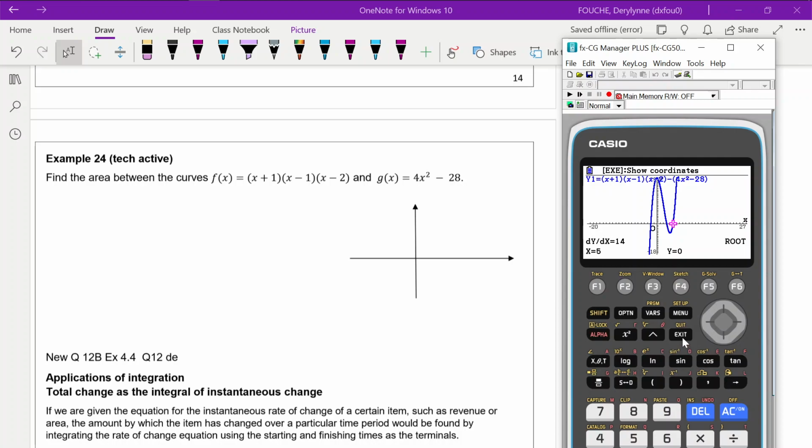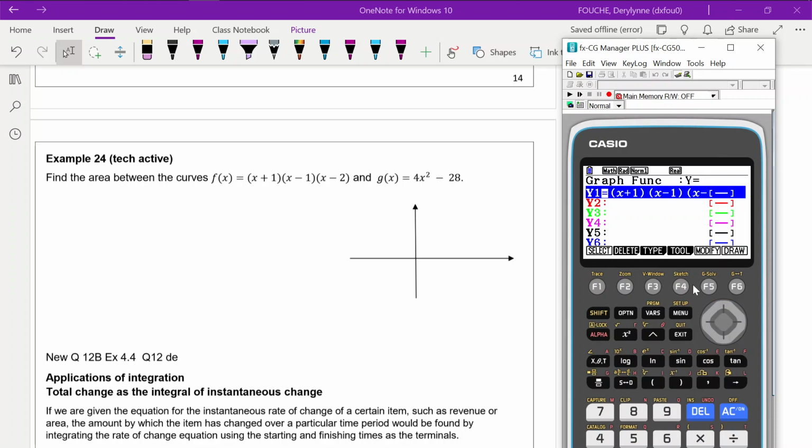Now what I want to show you next is this. I'm going to delete this, okay? And I'm just going to put the two functions in separately, and I'm going to find their intersection points, because that's the other way to do it, right? You draw each function separately and you find their intersection points.